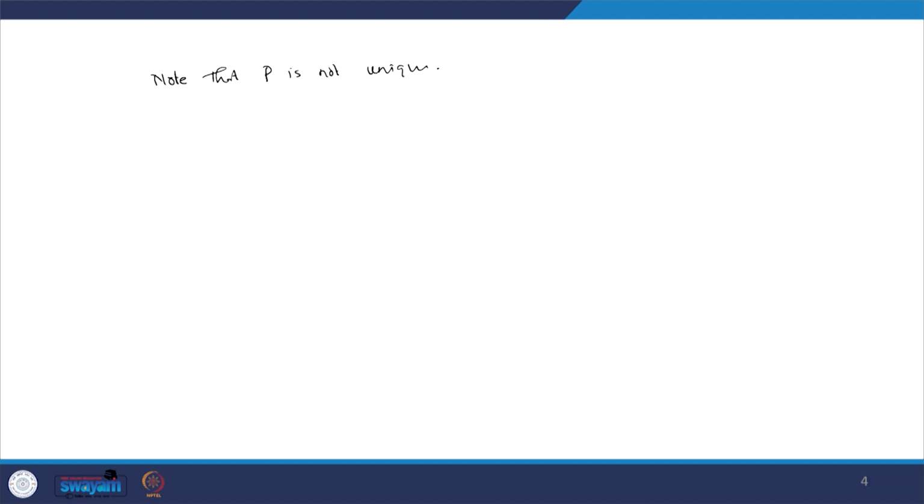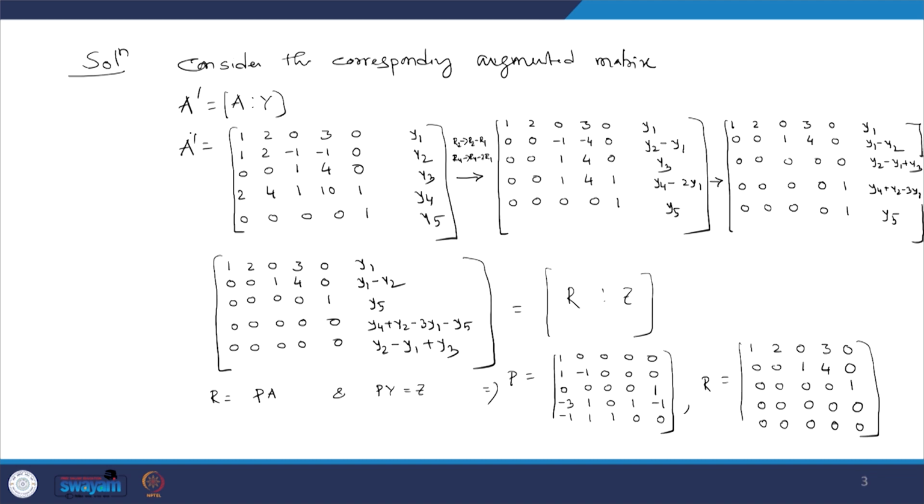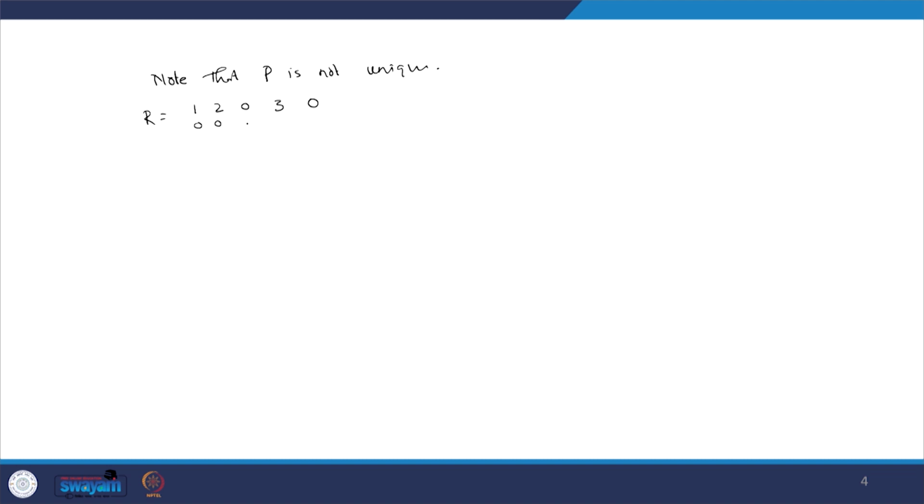So, let me rewrite this once. We have R equal to 1 2 0 3 0, then 0 0 1 4 0, 0 0 0 0 1, 0 0 0 0 0, 0 0 0 0 0. Okay. So, this is my R, but this R is unique. For a given matrix A, we will have only one row reduced equivalent matrix.